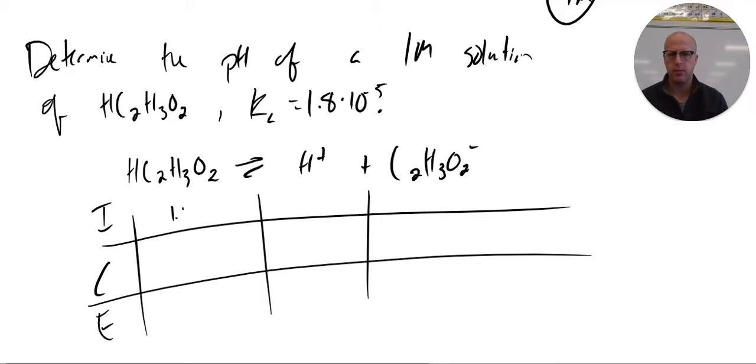So let's fill in what we have. We have 1 molar of this. We have 0 of this initially, 0 of that initially. So we're going to have minus x here, plus x, plus x. Then we're going to have 1 minus x, x, and x.